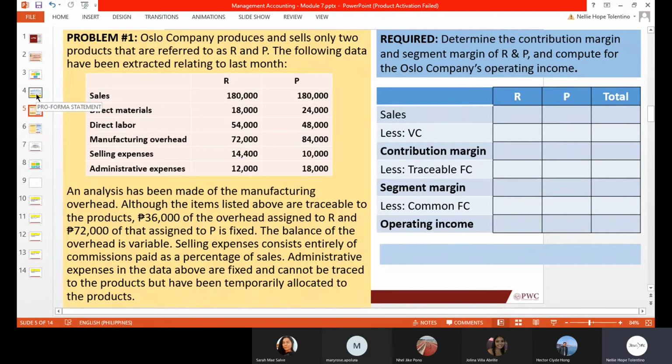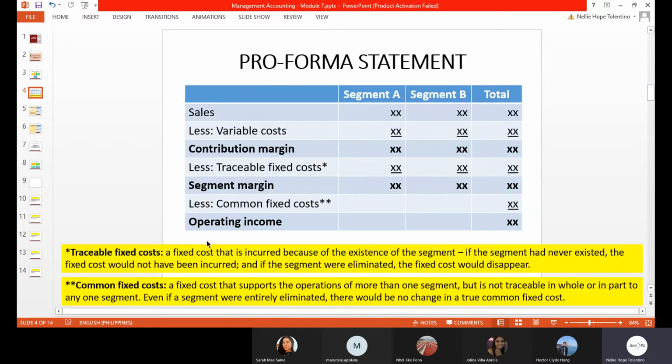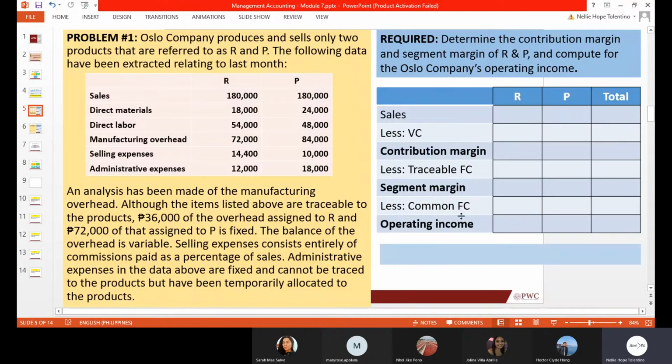So, I hope that's clear and mas klaro yan kapag lagyan natin ng figures. We can always understand the theories kapag may mga figures nang involved. So, ito yung problem nung naka-yellow. Ito yung requirement. And ito yung actually yung table kanina, yung proforma statement. In-acronym ko lang yung iba. So, sales less variable cost, contribution margin, less traceable fixed cost, segment margin, less common fixed cost, operating income.